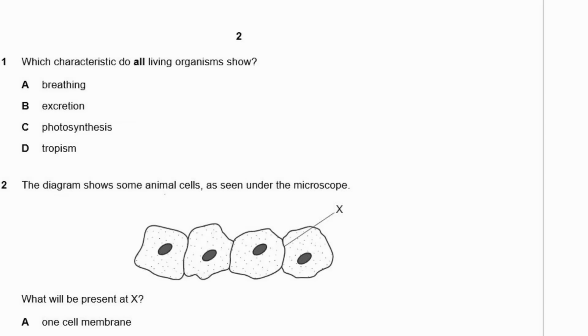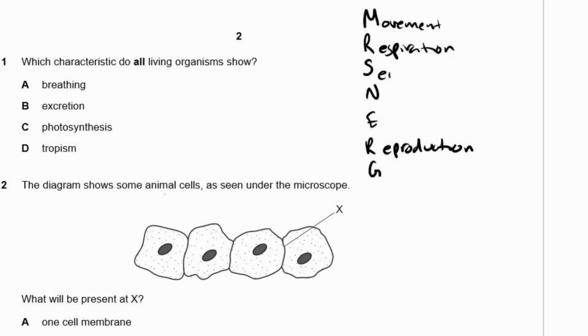Ready. Question 1. Which characteristic do all living organisms show? Okay, so the saying that I use for characteristics of all living things, you might have a different one, is Mrs. Nerg. Okay, so movement, respiration, and there's another R down here, it doesn't matter which one's first, reproduction.